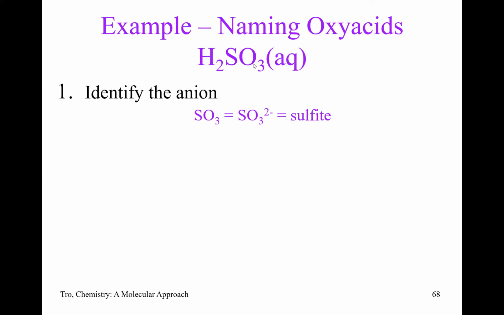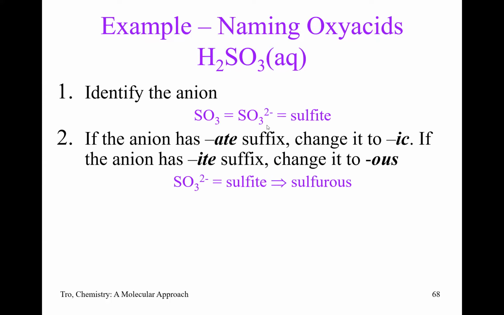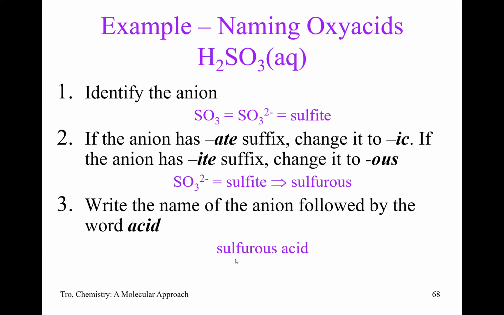So here's the same thing, but 1 less oxygen. So it's not sulfate, it's sulfite. And so that becomes sulfurous. Again, no hydro, so sulfurous acid. H2SO3 is sulfurous acid.